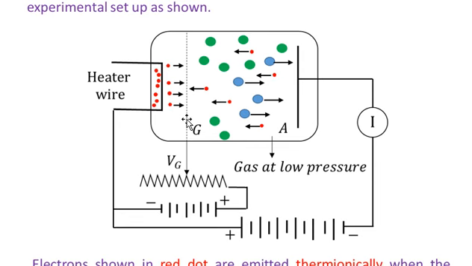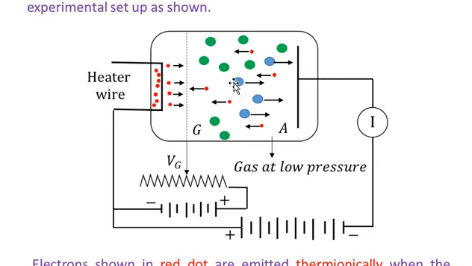In the grid G, you see that this is a mesh type grid, so there are holes in it. So the electrons will penetrate through this grid and will enter into the gas chamber. Here is the gas chamber, and the gas is filled in the chamber at low pressure.